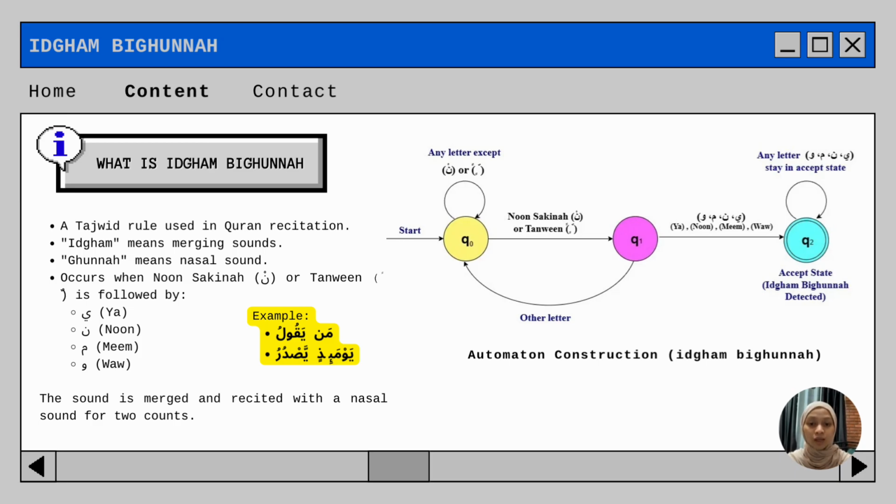So the DFA has 3 states. The state Q0 is the start state where the system looks for nun sakinah or tanwin. If found, it moves to Q1. State Q1 checks the next letter. If it is ya, waw, mim, nun, it moves to Q2, otherwise it goes back to Q0. State Q2 is the accept state where idgham bigunnah is detected.